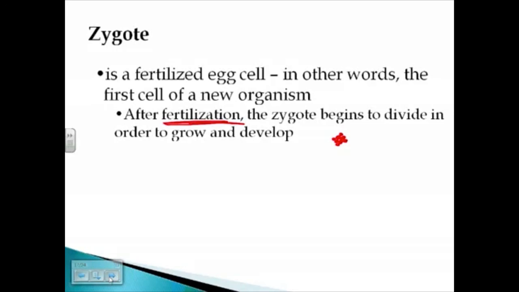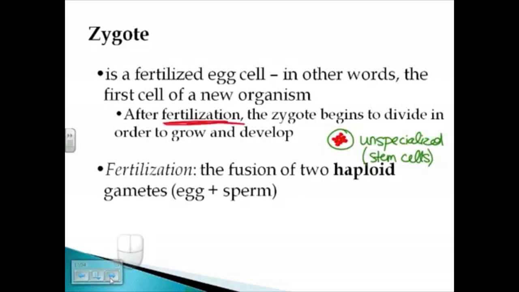At this point, all of these cells are unspecialized. Stem cells. Our zygote is going to be our very first stem cell, what we first start out as before they get jobs, before they become specialized.